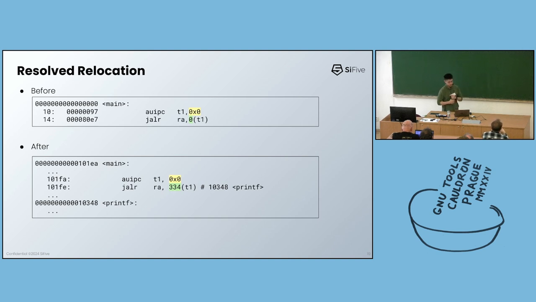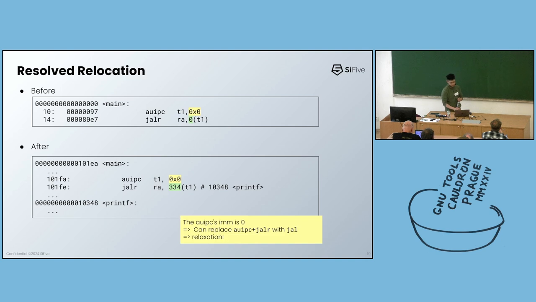So here's the result of the resolved relocation example. Before, we had everything zero in the two instructions. After the relocation is resolved, these numbers are filled in. But you can see that this AUIPC field is still zero, because this distance is actually not too far. You can use only one instruction to jump to that function. There's another instruction in RISC-V called JAL that you can use to jump a shorter distance. We can replace these two instructions with one JAL instruction, and that is relaxation. I'll talk about it more later.